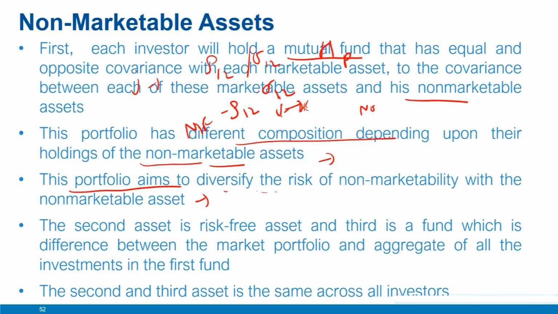The second asset is a risk-free asset, which is easier to understand. The third asset or third fund is the difference between the market portfolio and the aggregate of all the investments in the first mutual fund. In that economy and market, every investor has a different composition in this mutual fund, but we aggregate this across all the investors and get the macro version of this mutual fund.